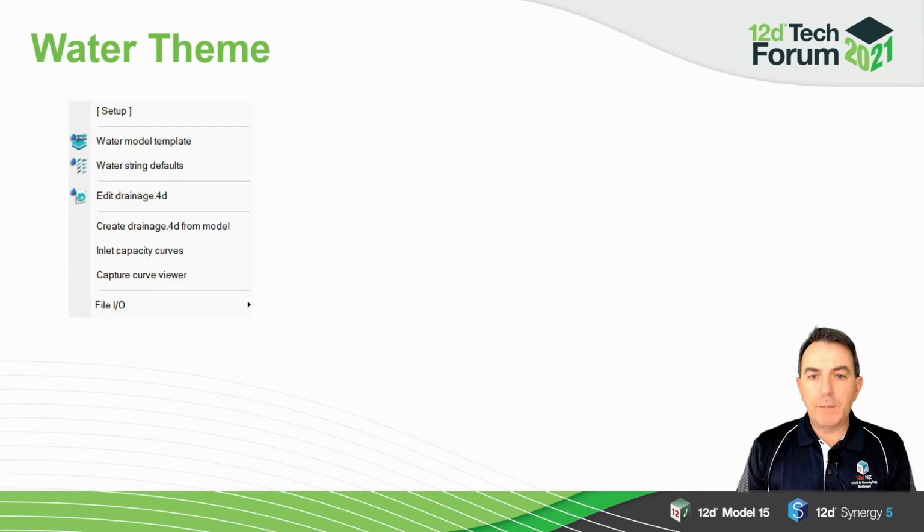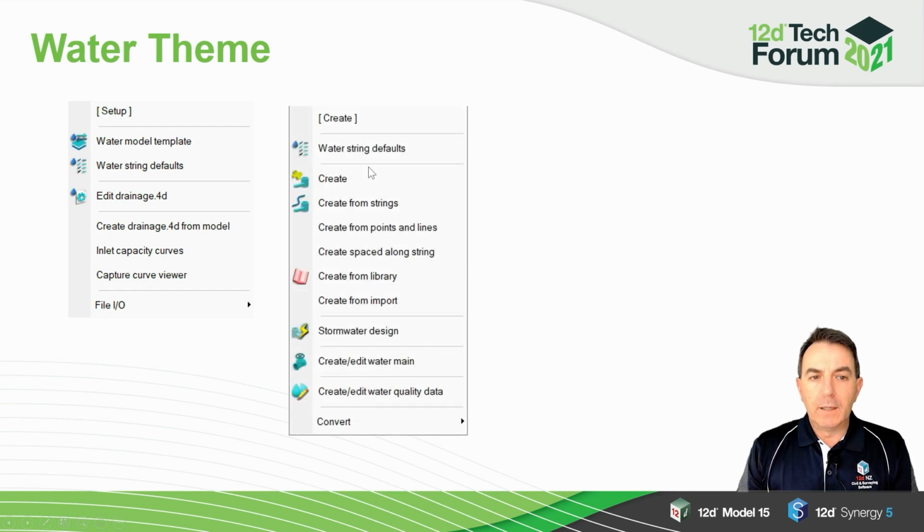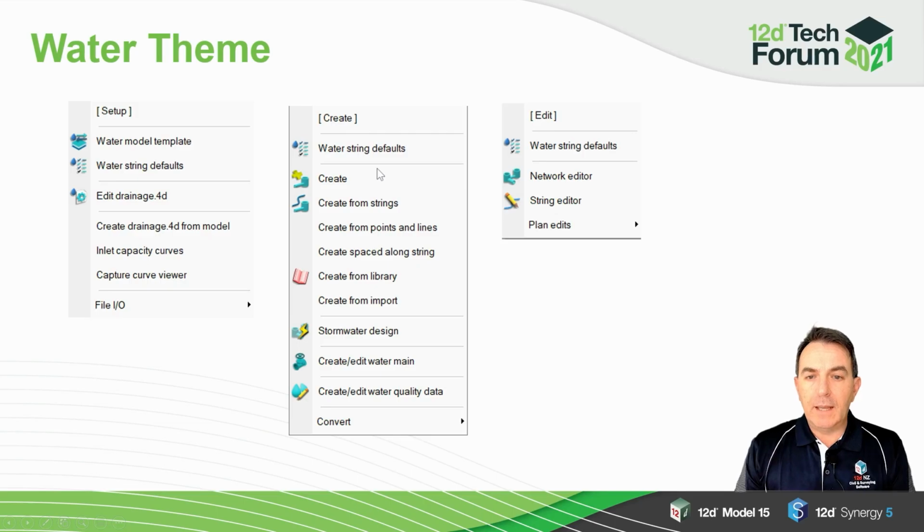A little bit more of a deep dive into those top level menus in the water theme. First we set up with water setup, and this is where you can access your water model template and your defaults and edit your controlling files for your water model. Then it's all about creating the network and the many different functions inside 12D Model that enable you to create and design those networks. Then editing the network, obviously the network editor is the main player in that one there.